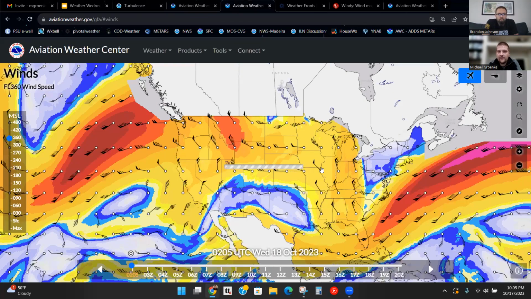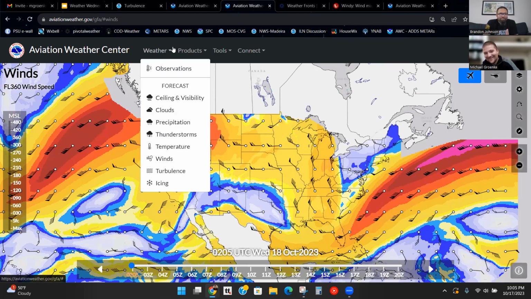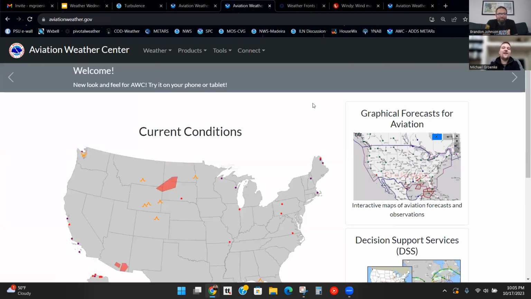I'll go ahead and pull up this map here. There's an upper level wind speed chart. This is on Aviation Weather Center. Sorry, I'm trying to figure out how to get this to work. If you're watching this in the future, this is going to date this video, but they just changed their website. The way we get here, actually, I'll just go back to here.